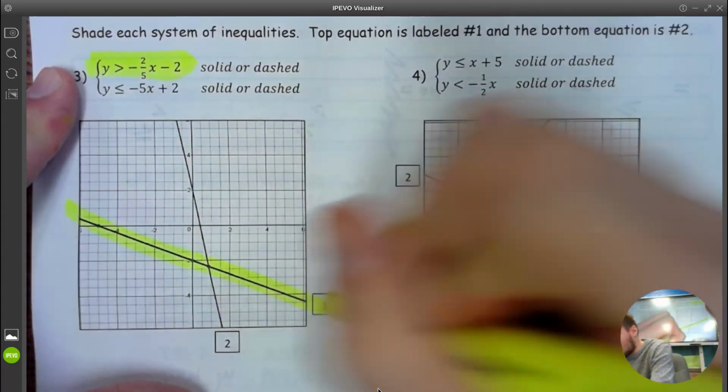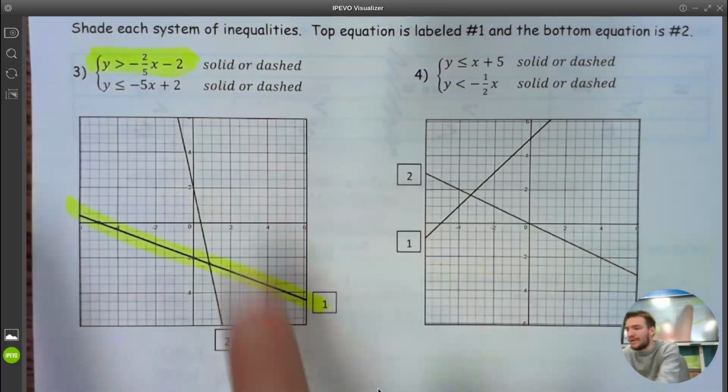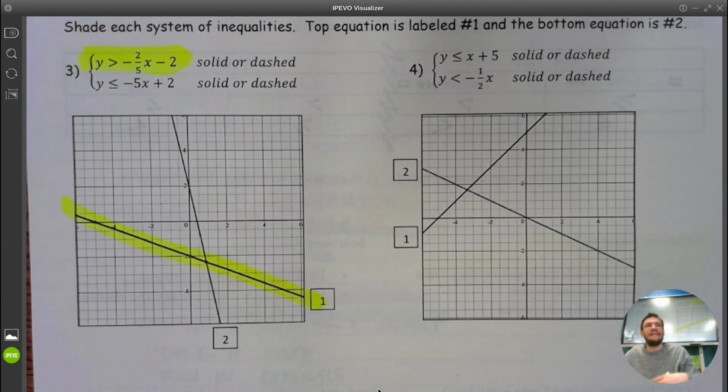You guys see what I'm saying? That top one is right here. I already graphed them for you. I wanted to save us time, so we didn't spend all class trying to graph lines. I just wanted us to focus on the important stuff.